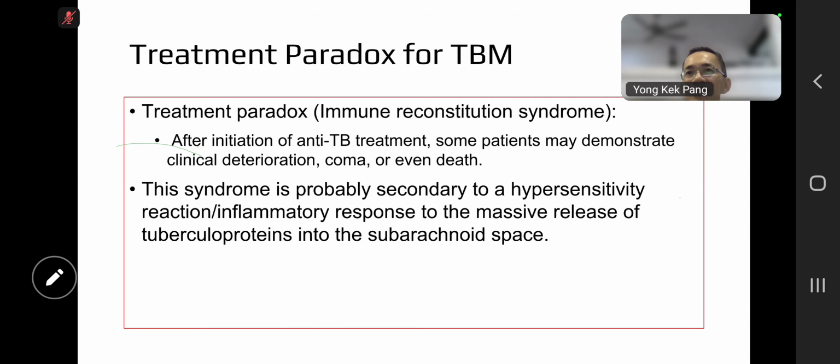And this is probably secondary to a hypersensitivity reaction or inflammatory response to the massive release of tubercular proteins into the subarachnoid space. So that is the reason why for many of the TB meningitis, particularly the more severe ones, you should always try with a bit of steroids initially.